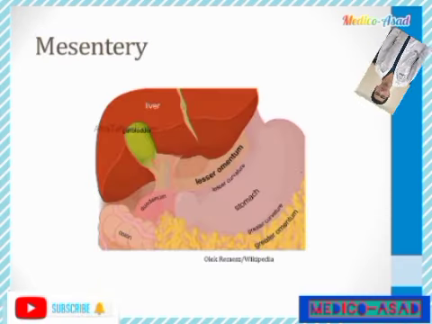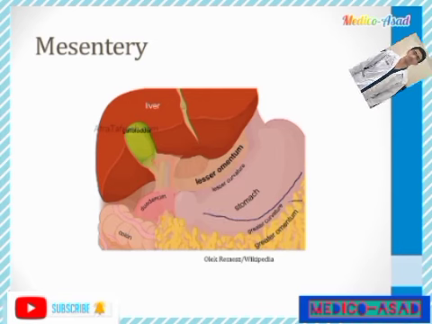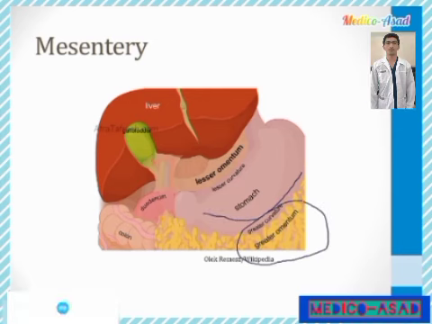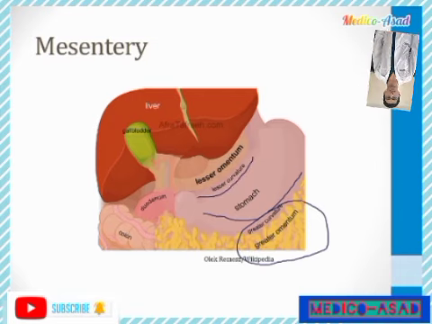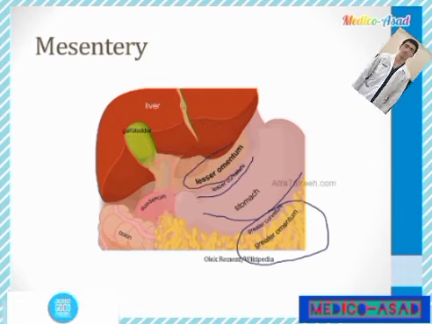If we go back to this picture here, this is the greater curvature of the stomach, and this is the greater omentum hanging off of it. If you go into the anatomy lab, you will see that it literally looks like an apron that hangs off the stomach and covers the intestines. This is the lesser curvature of the stomach, and this is the lesser omentum, which is a much smaller structure than the greater omentum.